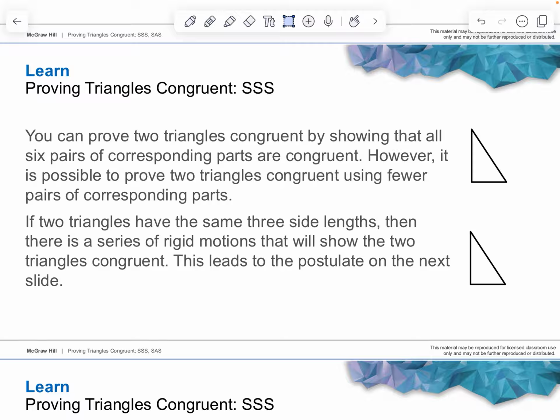However, side-side-side congruence says if we're able to prove that this side is equal to that side, and this side is equal to this side, and this side is equal to this side, then we know that they're congruent already, and we do not need to know the angle measures. We just know that the angles will be the same. We can say that they are congruent triangles already. Okay? So that's side-side-side congruence.